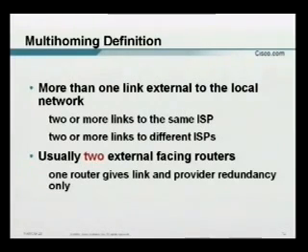Notice the second point, usually 2 external facing routers. If you've only got one router for your external facing connections, you've only got provider redundancy. You don't have router redundancy. And quite frankly, I think you're wasting your time, even multi-homing, if you've only got one router. I've been around long enough, 12, 13 years in this industry, to know that boxes are never 100% reliable.